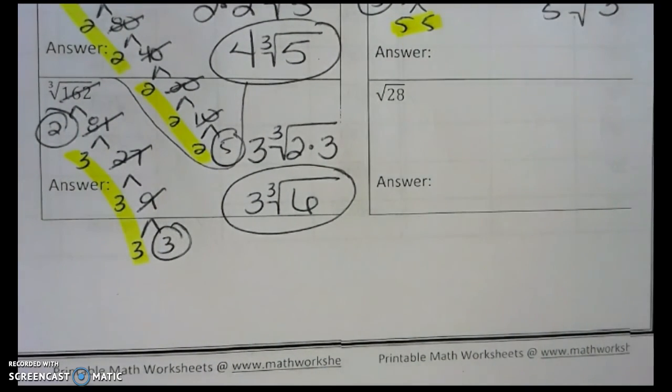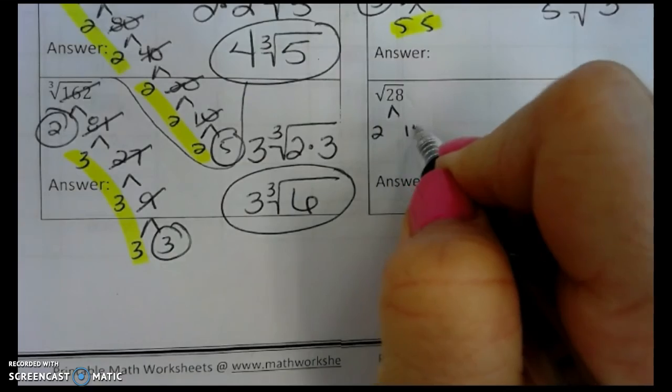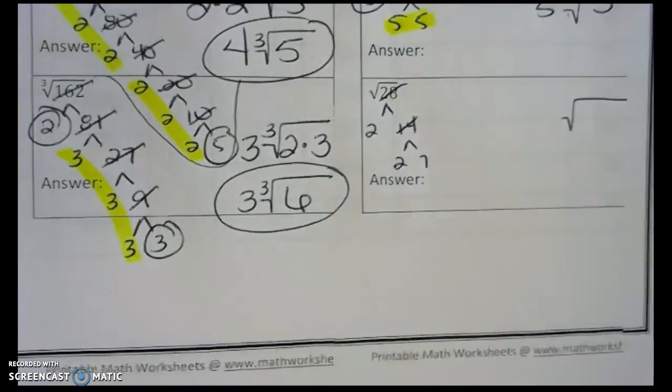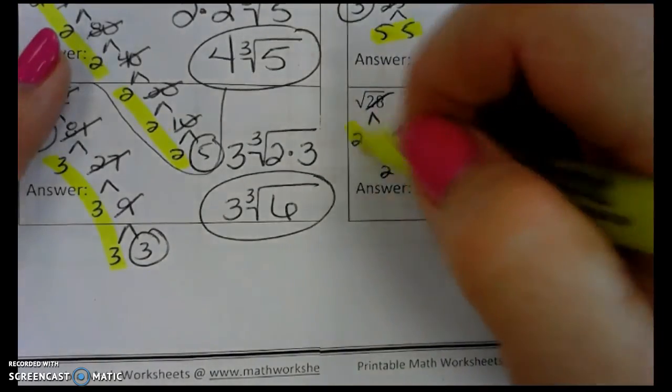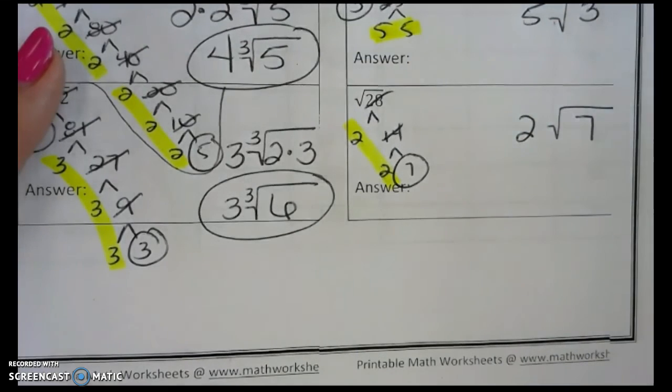Last one, square root of 28. The answer will be a square root. Start with 2. 2 times 14 and 2 times 7. I'm looking for a pair. I've got a pair of 2's. Pull those out. The leftover 7 stays in the radicand.